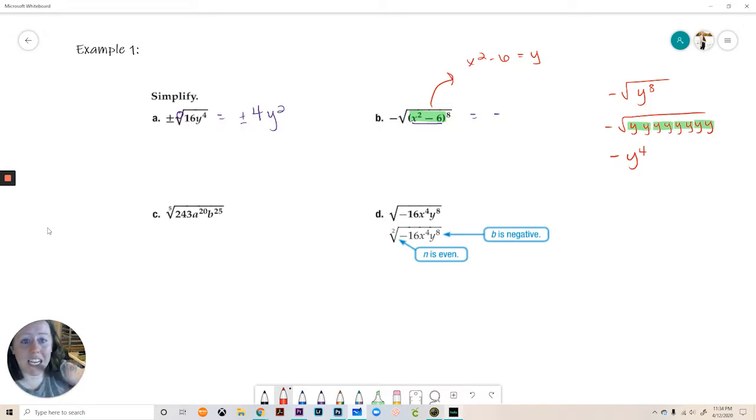So if I take that information and go back to my x squared minus 6, that's what I'm going to end up with. I'm going to have x squared minus 6, and instead of to the 8th, it's now to the 4th, because I'm going to have 4 pairs of that whole piece. So this is going to be negative x squared minus 6 to the 4th. Box that one.